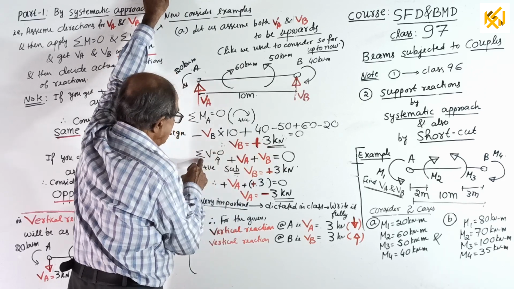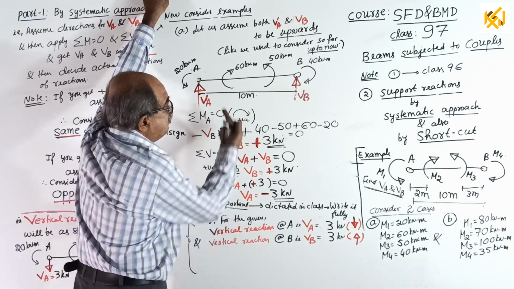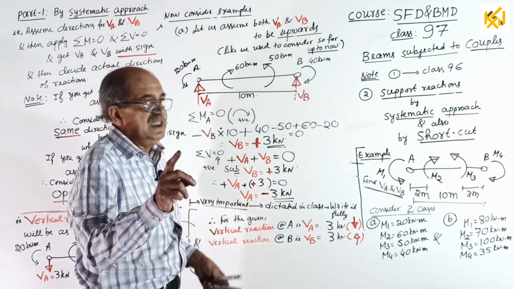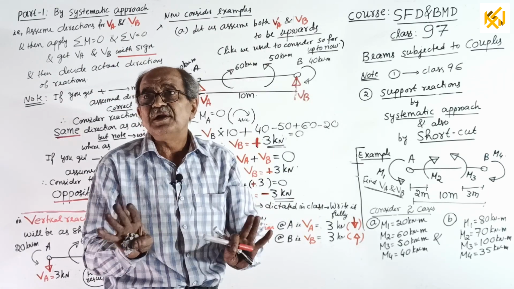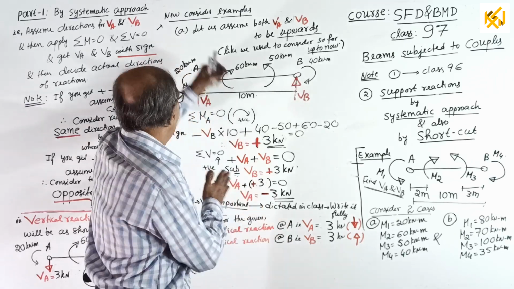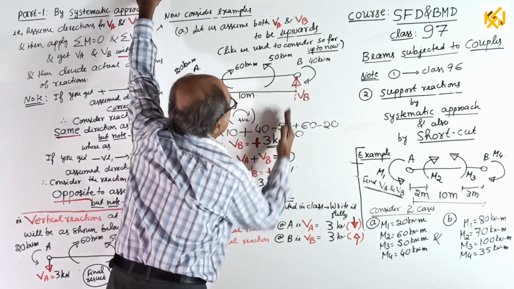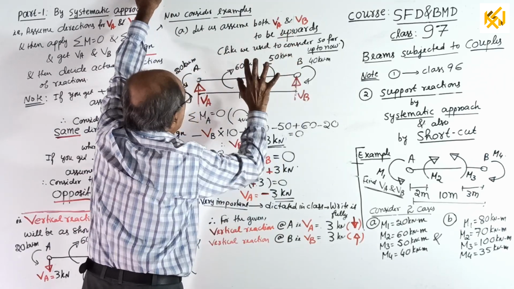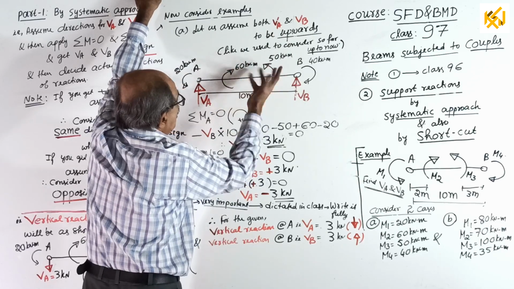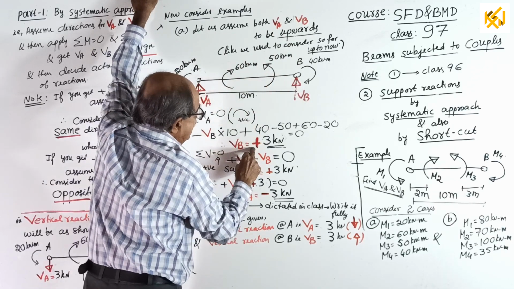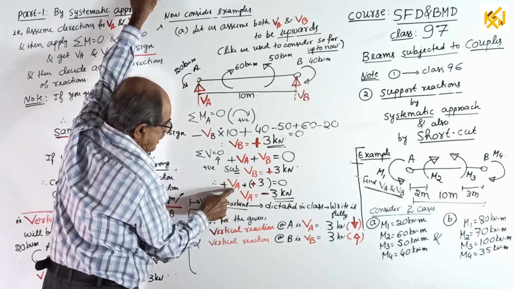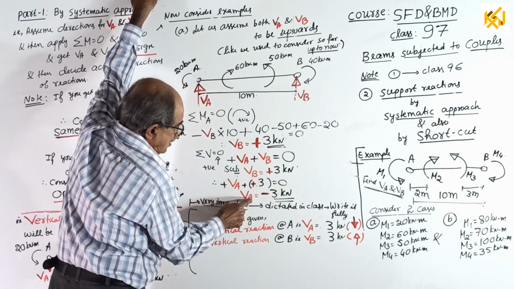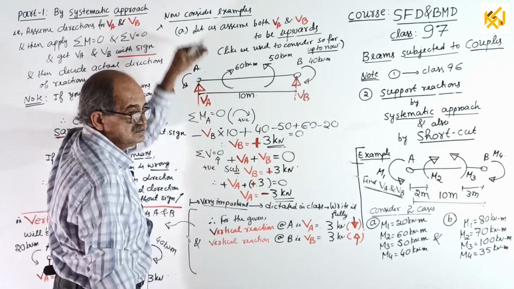Sign important. Sigma V equal to 0, take upward positive. Repeatedly I told, sigma V means only force, no couple moment, nothing. So plus VA plus VB equal to 0. That's all, no load. You already got VB equal to plus 3 kilonewton. So substitute VB equal to plus 3 kilonewton, VA plus 3 equal to 0, VA comes minus 3 kilonewton.